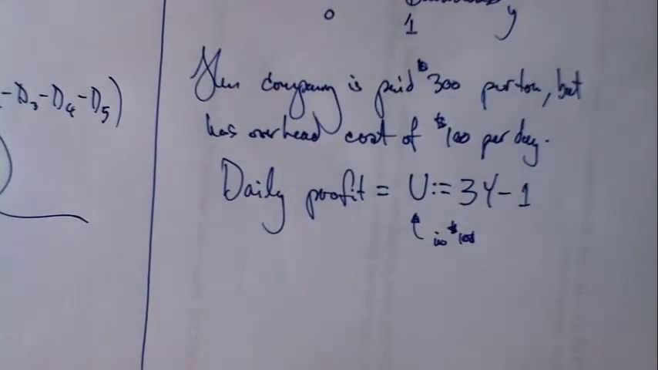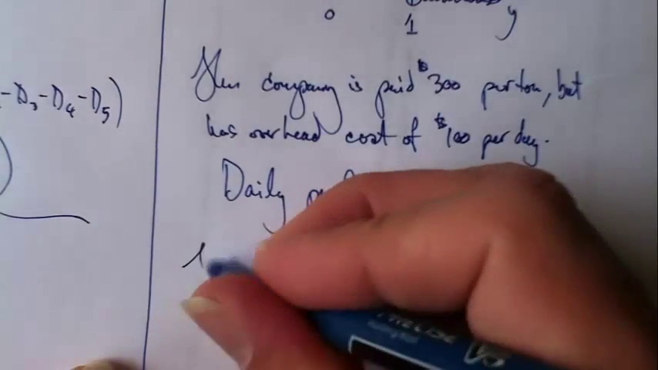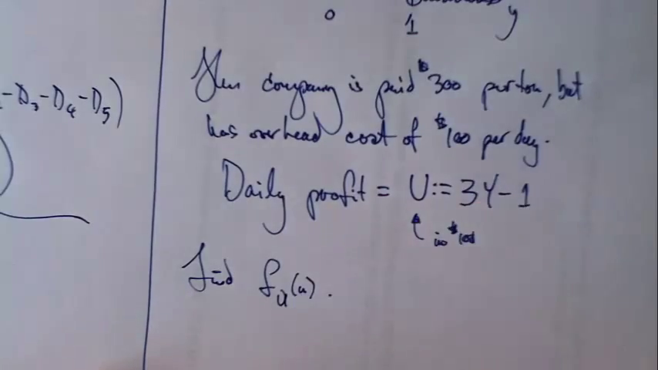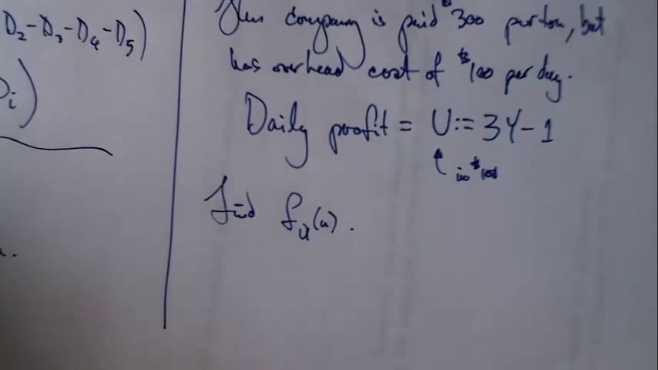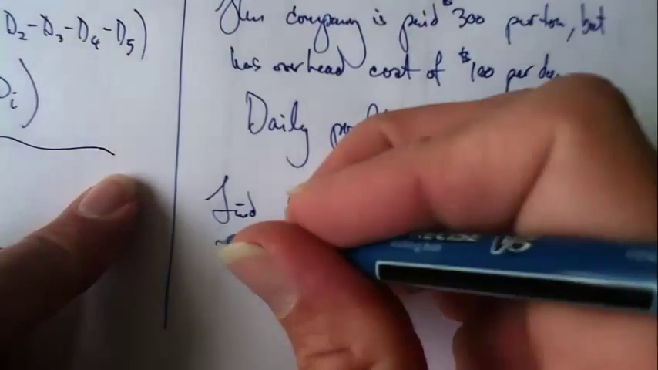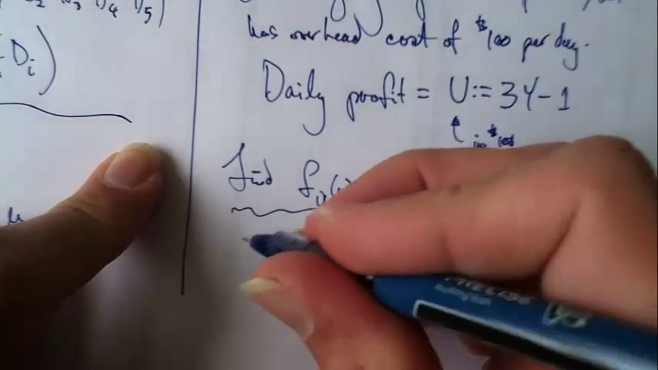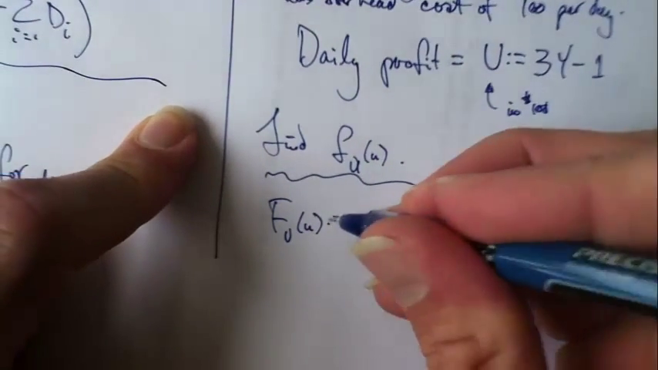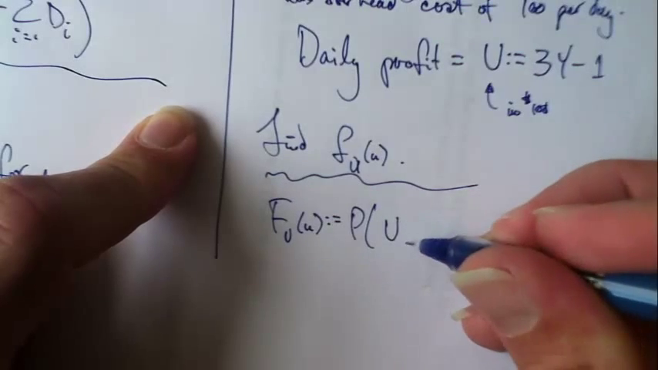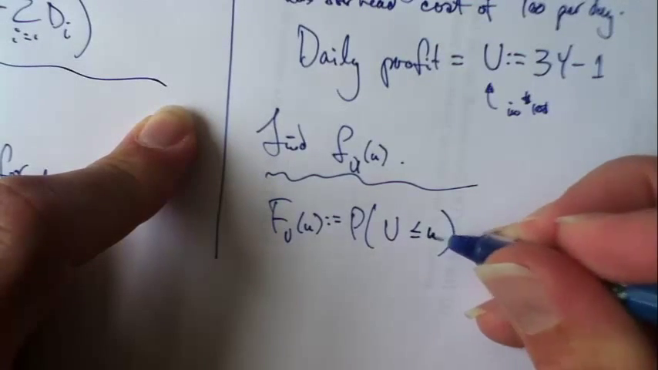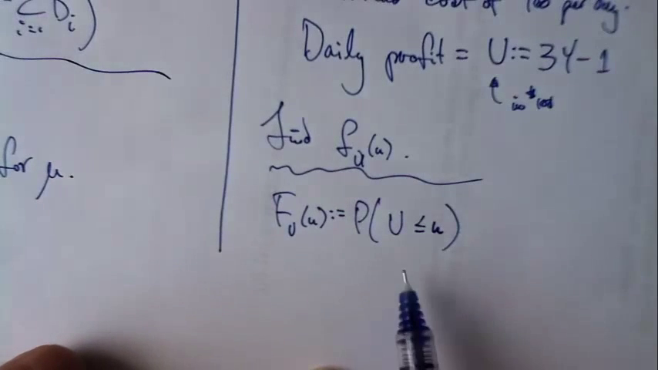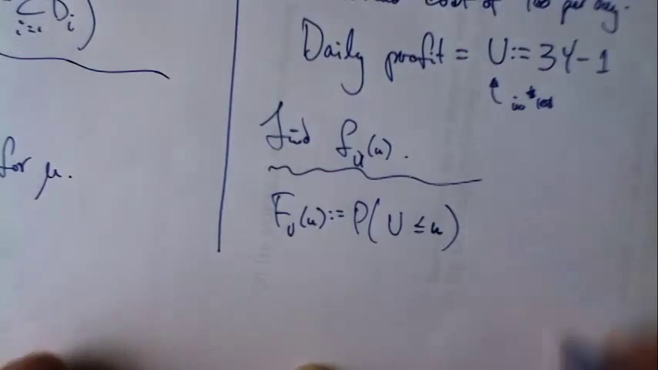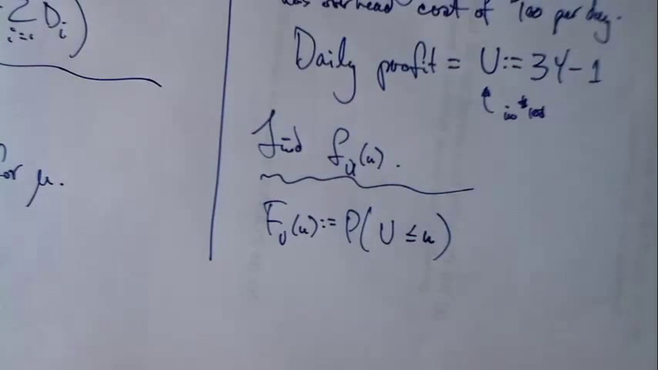So let's find the probability density function for U. Find f sub u of u. The probability density function for u. Well, first we start by finding the CDF for u. That's not hard, because by definition, this thing is just the probability that u is less or equal to little u. That's what that means. This is the probability that our profit is less or equal to this number, whatever that is. And at this point, I'm just going to sub in what u is.